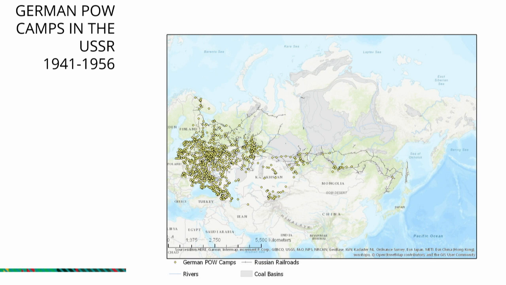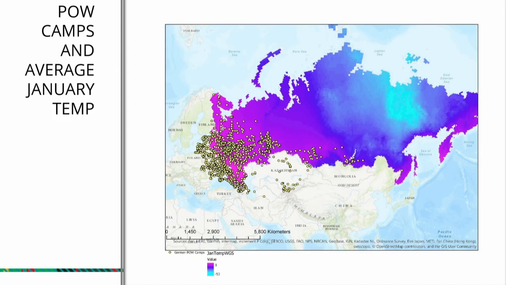There's also a correlation between the camp locations and coal basins. So I was able to make assertions in my research about the relationship between POW forced labor and the Soviet economy and the reconstruction of the Soviet economy. The mapping shows that POWs were involved in key resource production and the industries that were most needed to rebuild the country after the war.